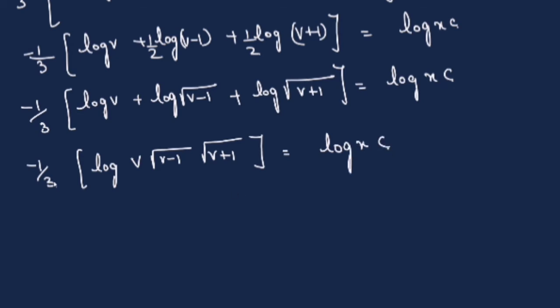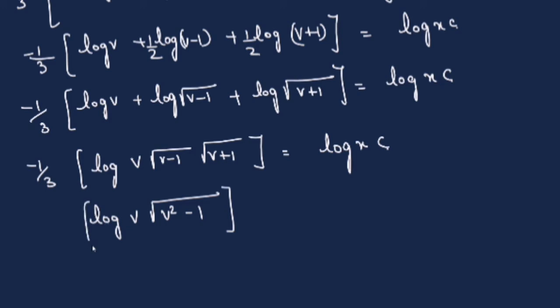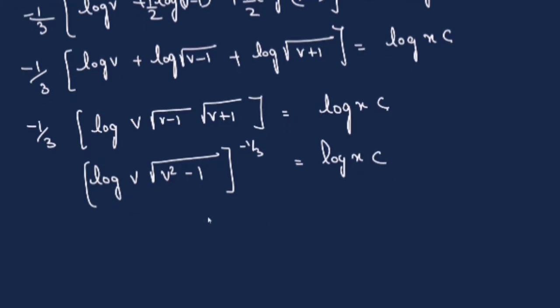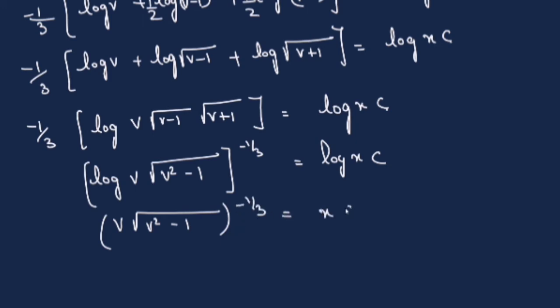Now take this again, there is a power: take the minus 1 by 3 outside, take it to the power. So this will become log v into v minus 1 into v plus 1, which is a minus b into a plus b, so we can write as v square minus 1 the whole power minus 1 by 3, log x into c. Now you have log everywhere, log on both the sides, so remove log from both the sides. So you will get v into root of v square minus 1, the whole power minus 1 by 3, is x into c.